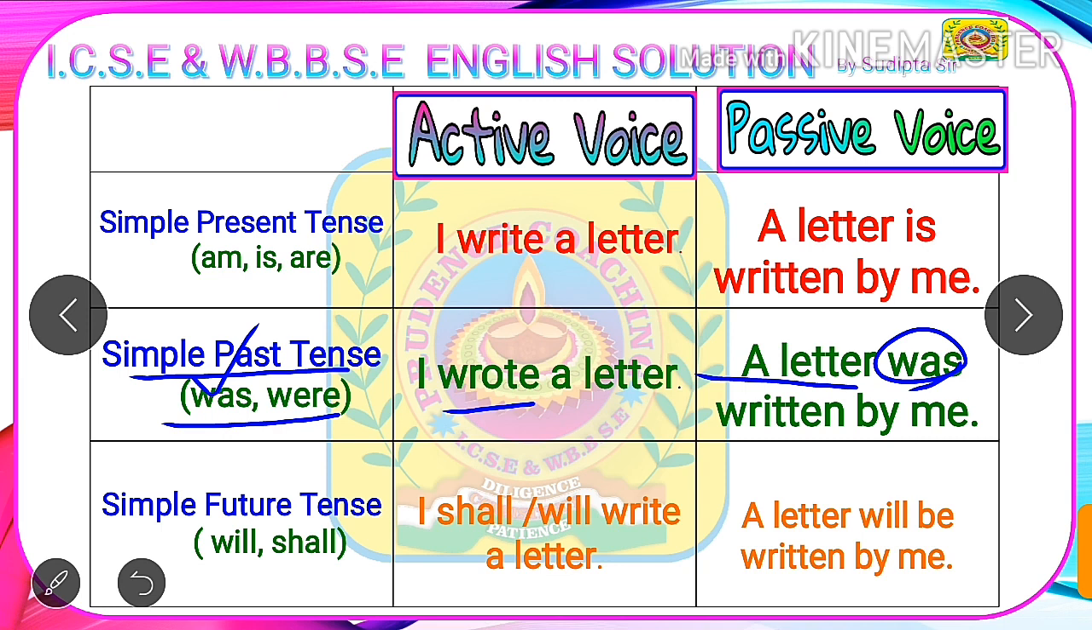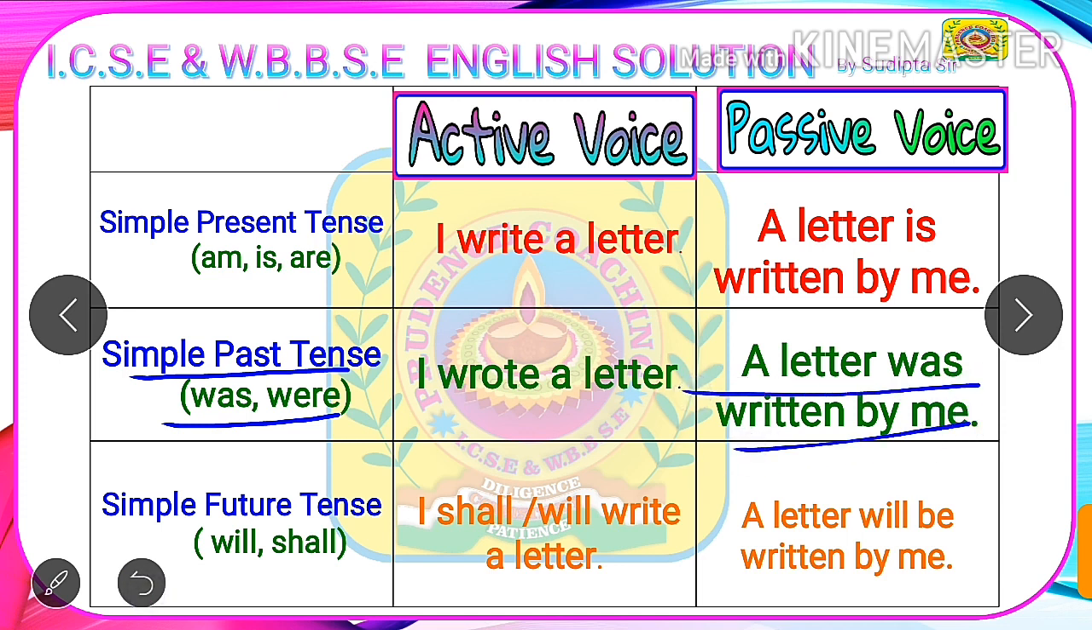That means in V3 form, write becomes written. So we have written, the V3 form, here. And the last step is to write a preposition, by, before the object. Here the object is me, and before it we have written by. So our final answer becomes: a letter was written by me.